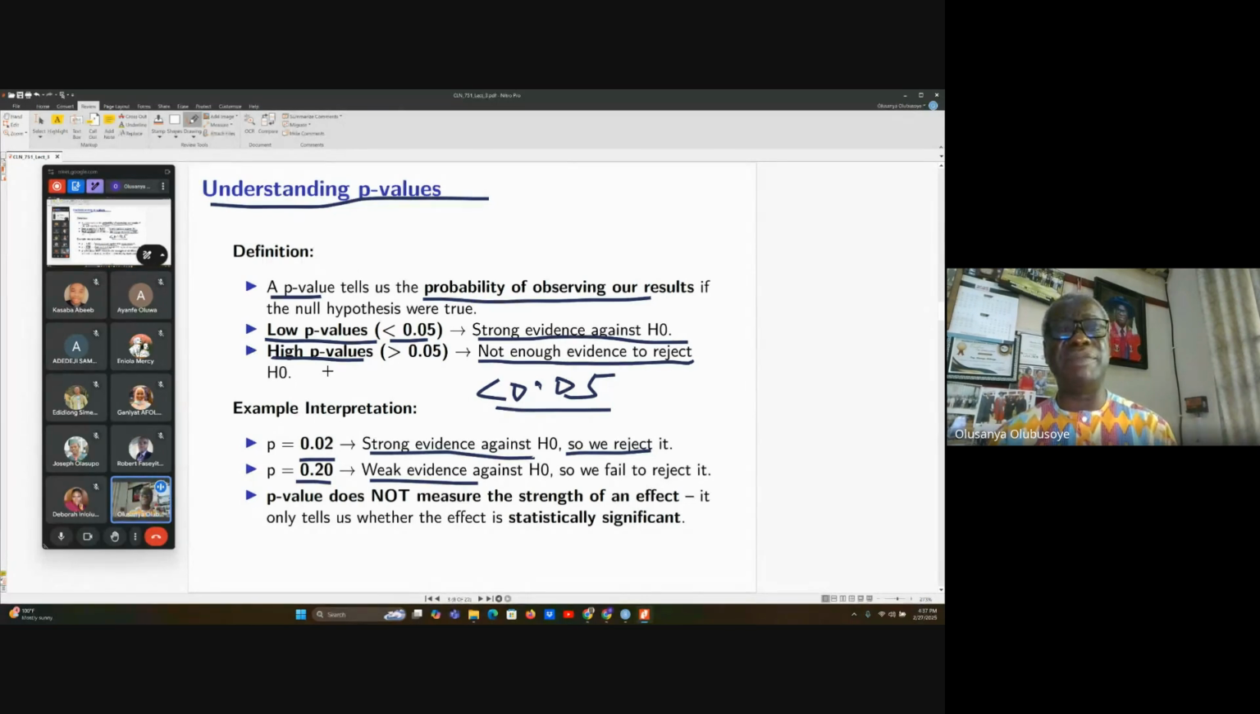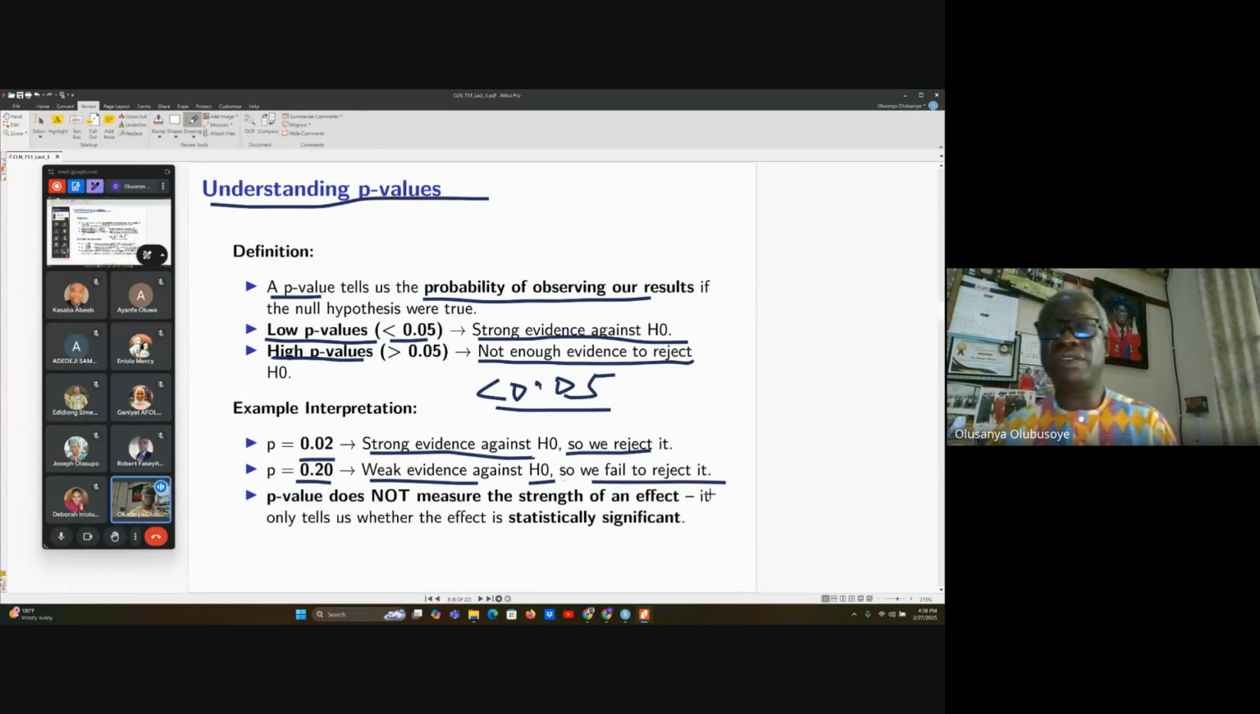If the p-value, for instance, is 0.20, that value is greater than 0.05, so it means the evidence is weak. So always remember, a low p-value implies strong evidence against the null. A high p-value implies weak evidence against the null. In this case, p equals 0.20 is saying that the evidence is not strong enough for you to reject the null. So you fail to reject it.